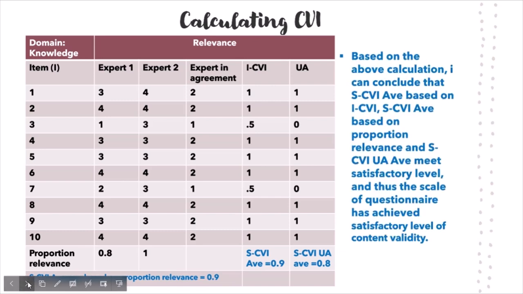So how shall we make now a conclusion? Based on the above calculation, we can conclude that the score content validity index average based on item content validity index, the score content validity index average based on proportion relevance, and the score content validity index universal agreement average meet the satisfactory level. And thus, the scale of the questionnaire has achieved a satisfactory level of content validity. Meaning, our survey questionnaire is valid.